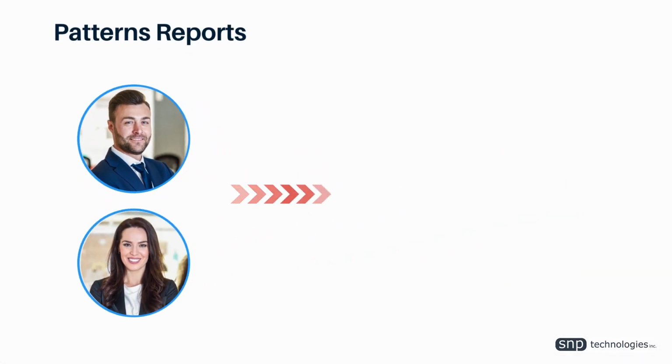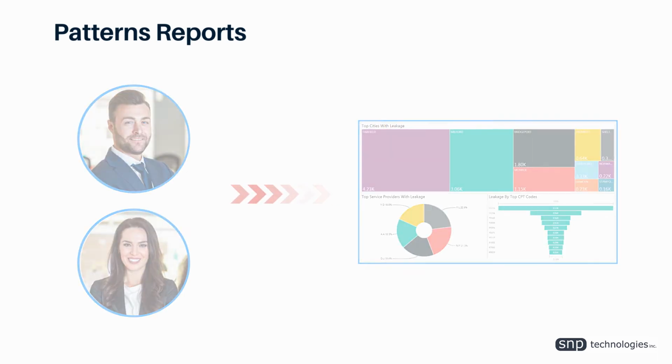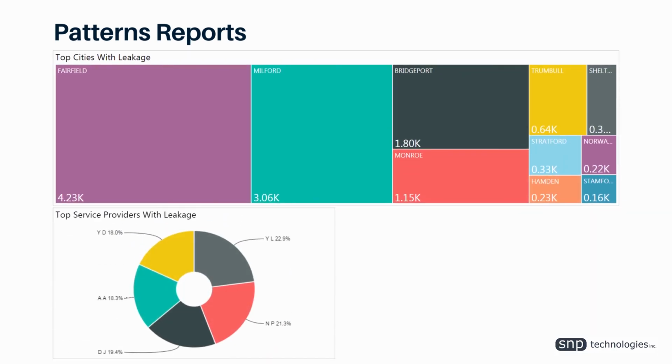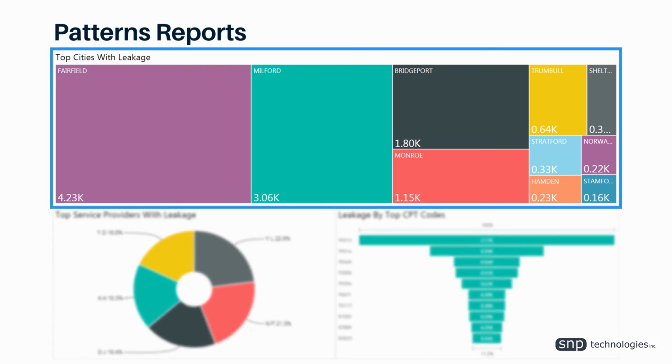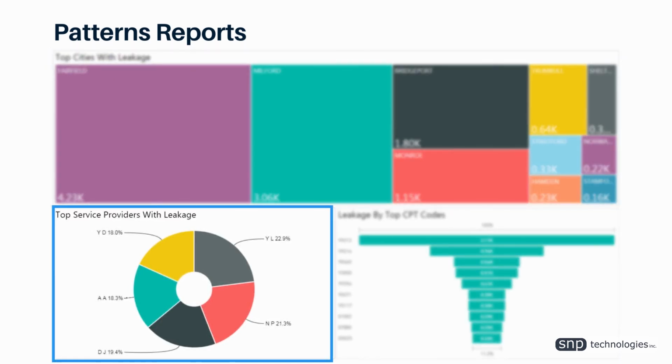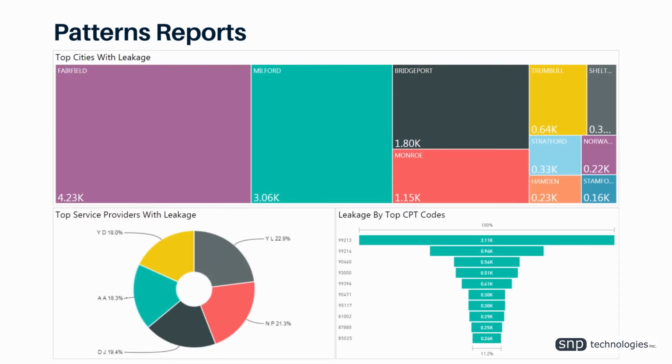Phil and Kristen are directed to use SNP's Smart Healthcare Analytics Patterns Report to gain insight into the possible causes for the leakage. On this report, they can visualize how 3 variables correspond to leakage, namely patient city of residence, service providers, and CPT codes. Each report shows the top 10 values relative to leakage and shows patterns that suggest reasons for the leakage.